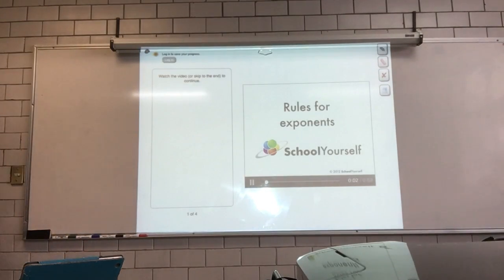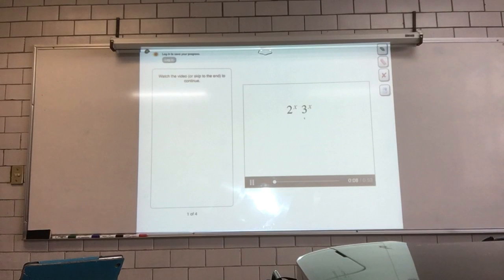Let's talk about rules for combining exponential functions. Here are two exponential functions, 2 to the x and 3 to the x. What's their product? First, we can rewrite 2 to the x as 2 times 2 times 2 times 2, etc. And 3 to the x as 3 times 3 times 3 times 3, etc. And we've written x 2s and x 3s here. In this case, we have 5 2s and 5 3s, but in general, you would have x of them.